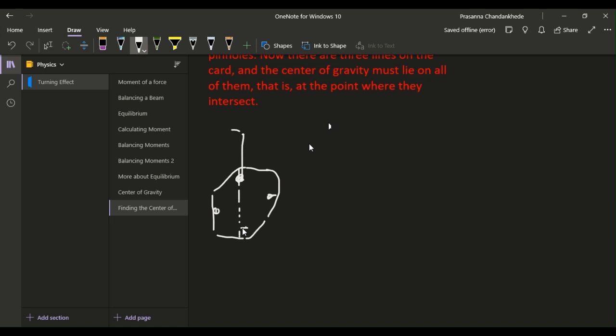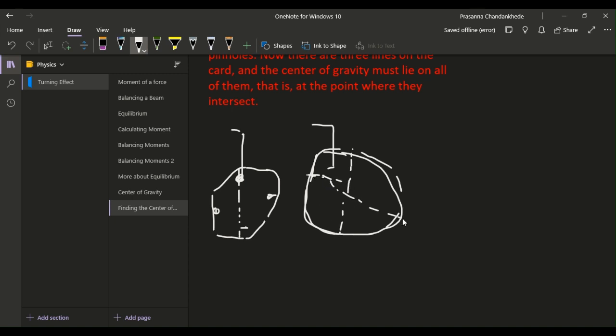Then once you get it, your drawing should look something like this. Sorry for the drawing. It's not exactly the same, but it makes sense. It should be something like this, and then like this. So you can conclude that this is the point where the center of gravity must be.